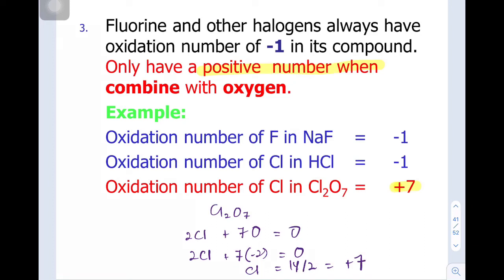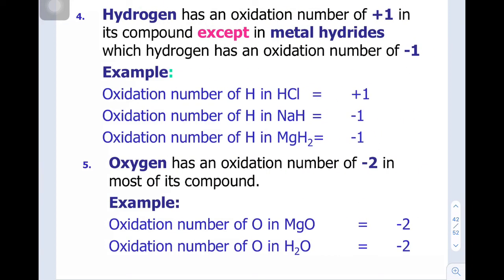Other than this assumption, the halogen will have a -1 oxidation number. The fourth rule is on hydrogen. Hydrogen will always have an oxidation number of +1, except in a metal hydride, where the hydrogen is attached to a metal, in which case the hydrogen will have an oxidation number of -1. The normal condition is when we have hydrogen combined with chlorine in HCl. The oxidation number of this hydrogen is +1.